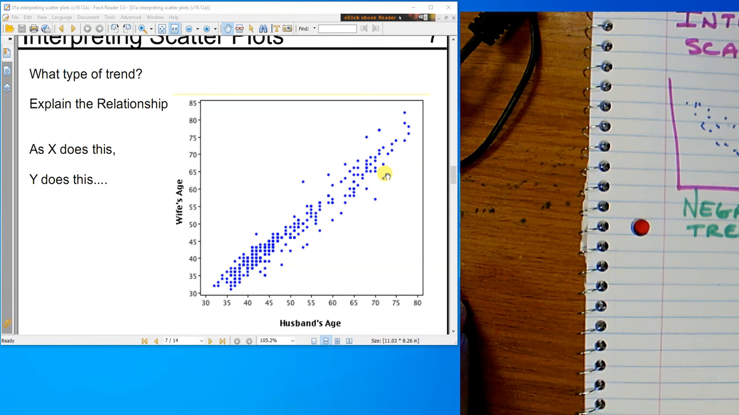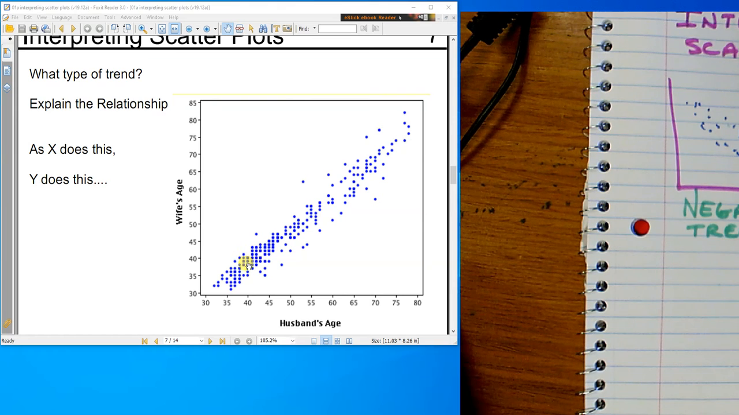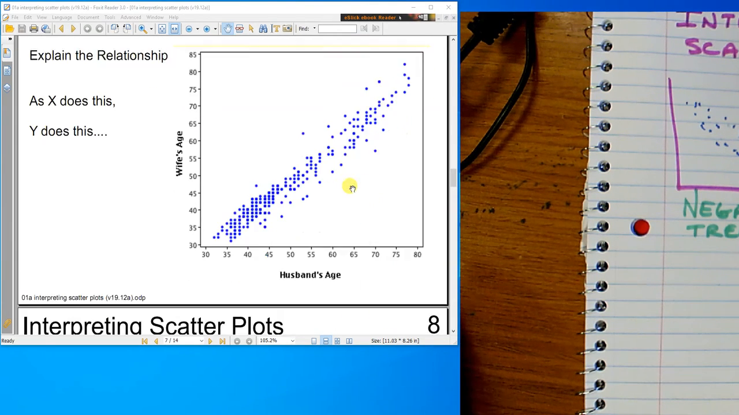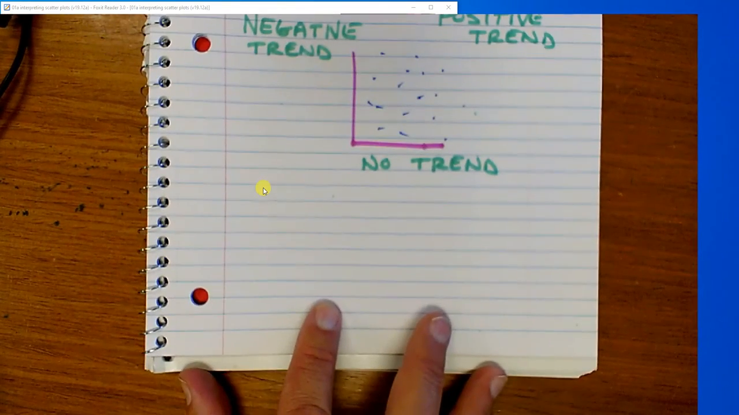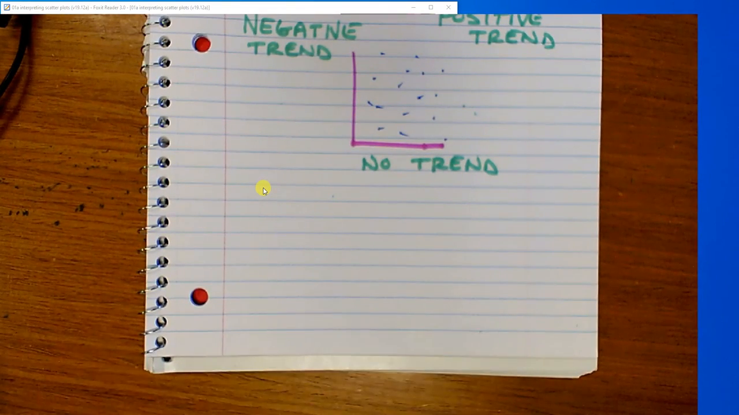So let's look at this. What kind of trend is here? Well, this is a positive trend. And what's the connection between the x and the y? On a positive trend, as x goes up, y goes up. As the age goes up, the wife's age goes up. So the relationship here, and we'll put this into our notes, as x goes up, y goes up. So a positive trend, let's go back to this, we'll call this relationships.